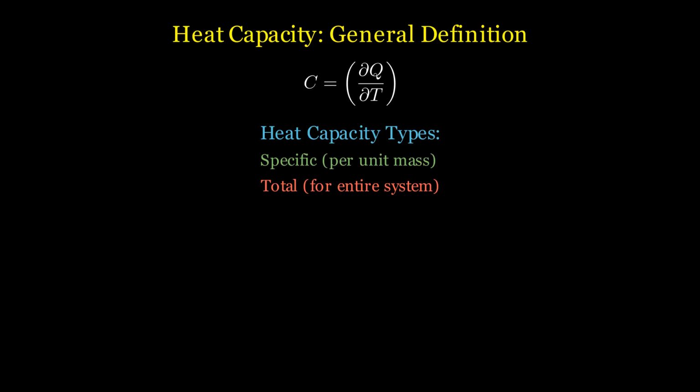Total heat capacity, which applies to the entire system. Specific heat capacity, which is per unit mass of material. This distinction helps us compare different substances regardless of how much material we have.